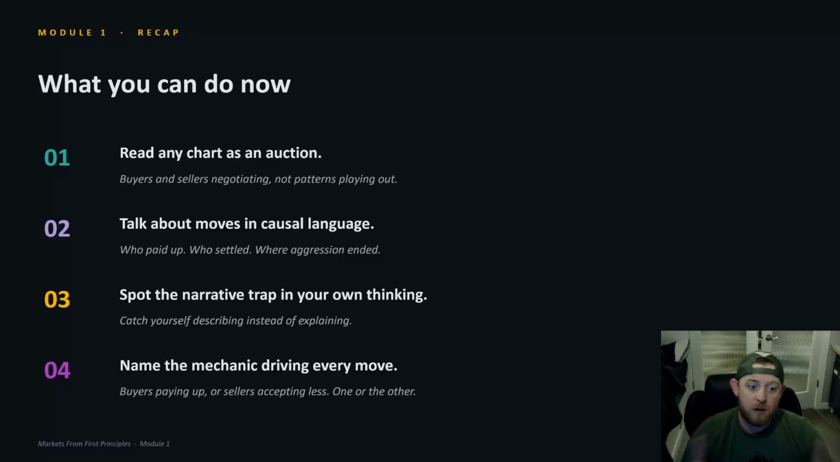We can spot some narrative traps in the way we think about stuff, and we can start working to change that. So if you find yourself describing, pause, think harder, ask yourself why, until you get to your first principle, and now you're explaining something. And then you can now name the mechanic that is driving every single thing that happens on a chart, on a candle, everything that you see. Buyers paying more, sellers accepting less. It is one or the other, buying or selling.